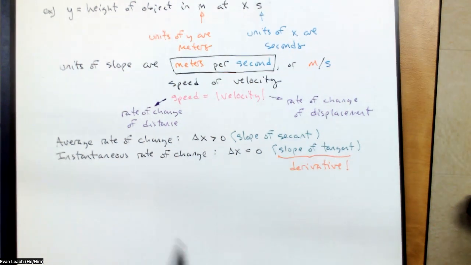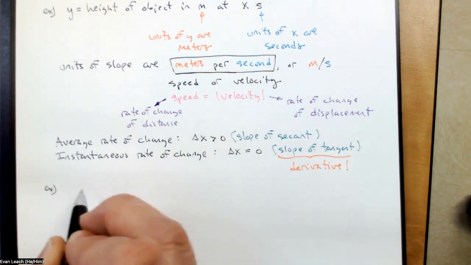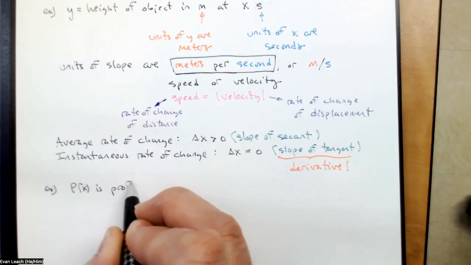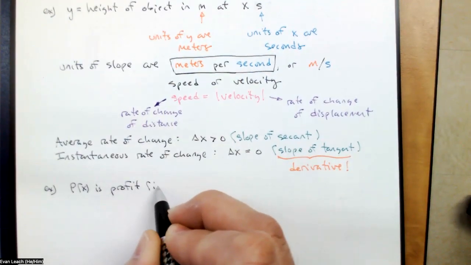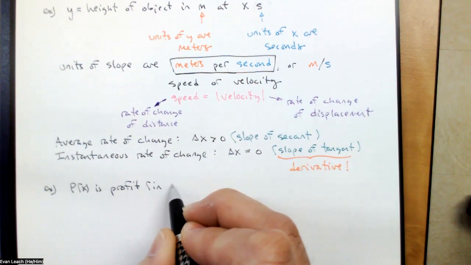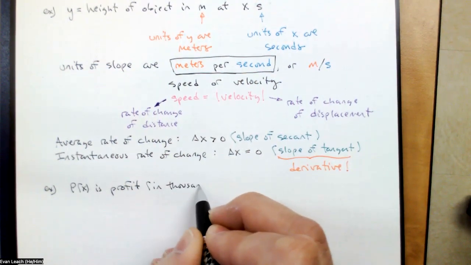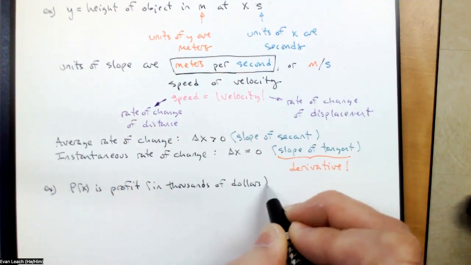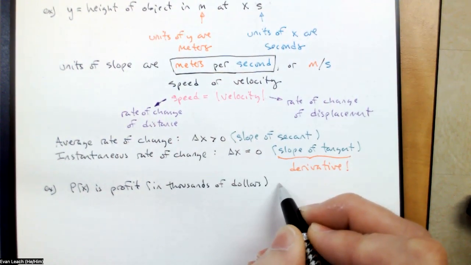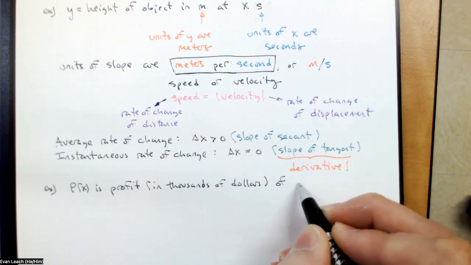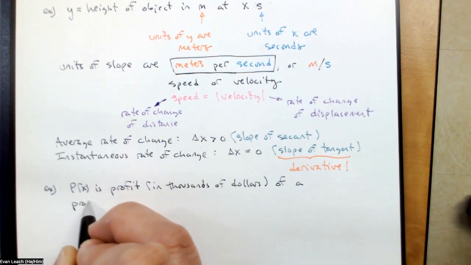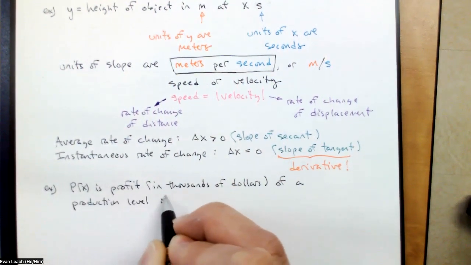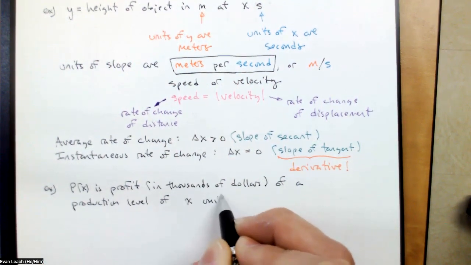So let's suppose that P of X is the profit in thousands of dollars for a production level of X units.